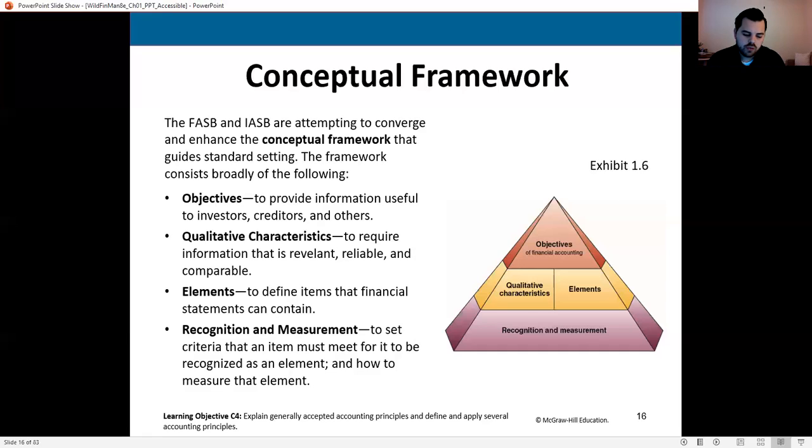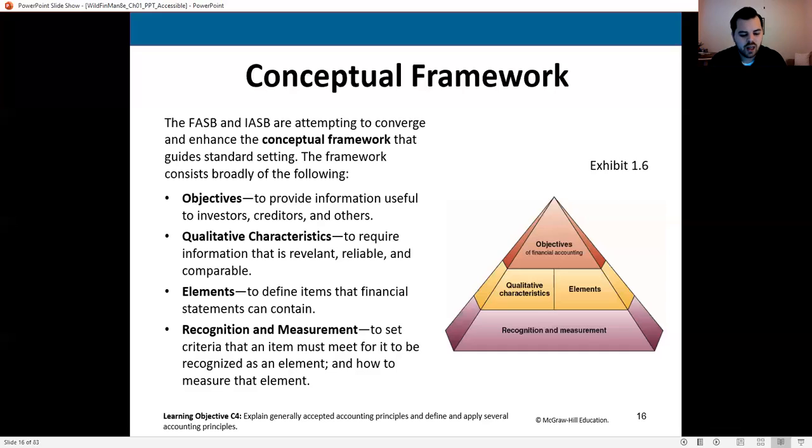So, they basically all break down into a couple of areas though. They have objectives. Typically these objectives are to provide useful information both to investors and creditors as well as other users. We then want to look at our qualitative characteristics. So we want information to be relevant, reliable, and comparable. That's what we saw in the previous slides.